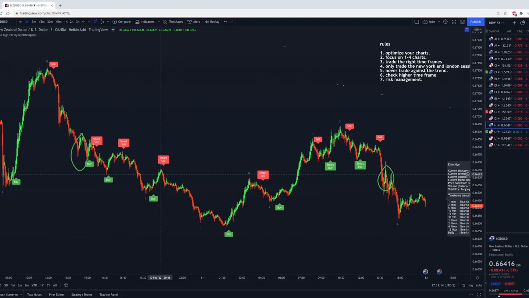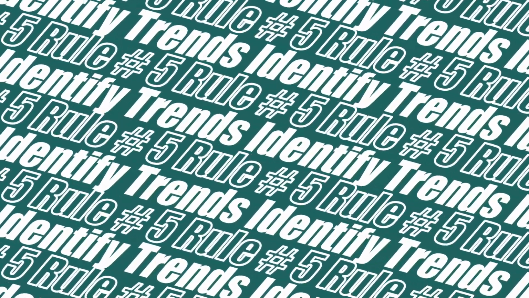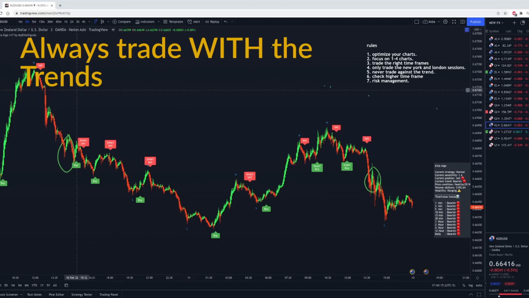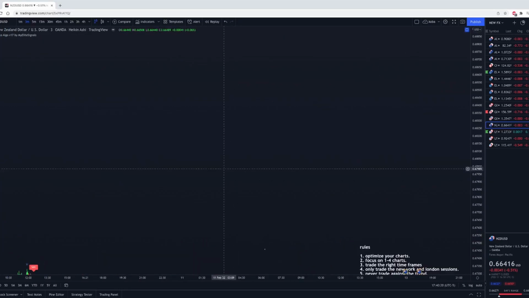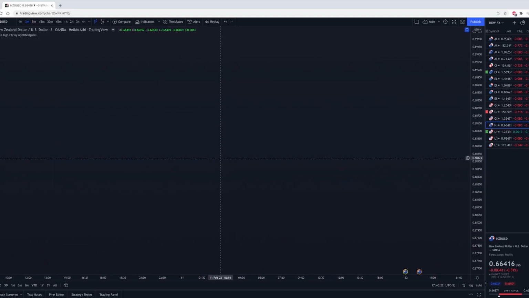This is very, very important, and you should not go against this rule. Rule number 5 when it comes to scalping, very simple, guys. You want to make sure that you are always trading with the trend. Now, what do I mean by this? Every market has 3 different ways that the market can move.